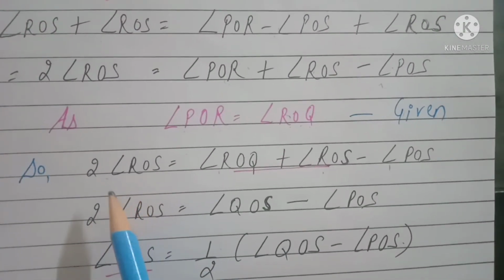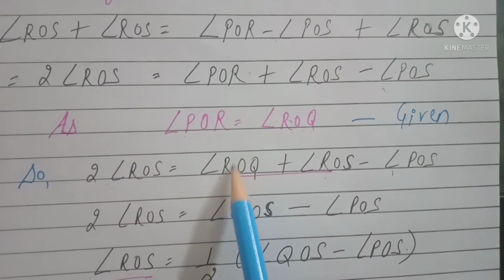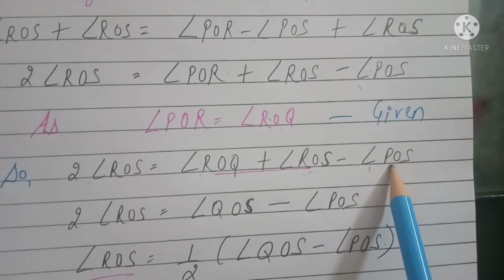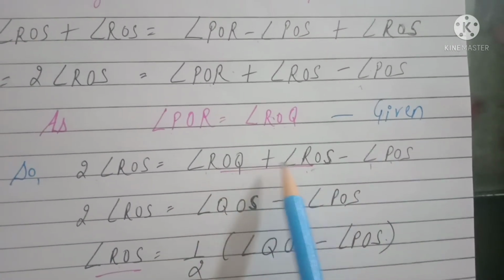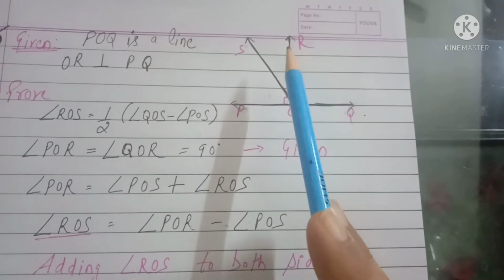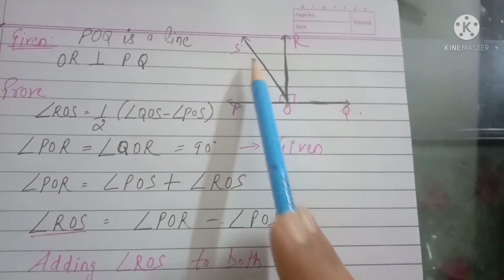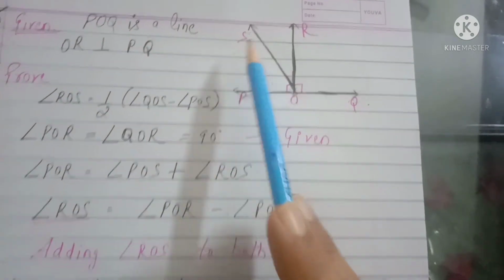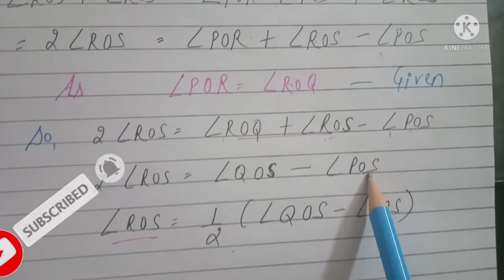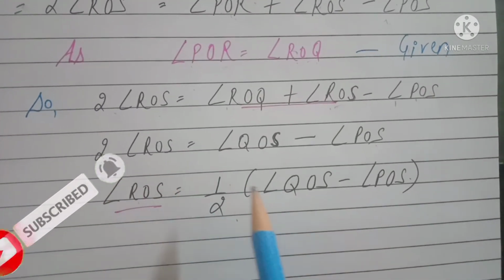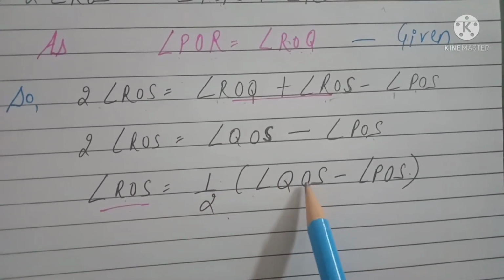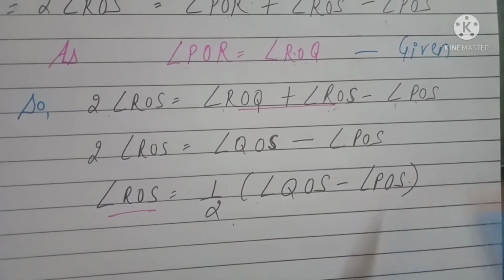Now twice angle ROS is equal to ROQ plus angle ROS minus angle POS. Now ROQ plus ROS is equal to angle QOS minus angle POS. Moving to this side, angle ROS is equal to half of angle QOS minus POS. Hence proved.